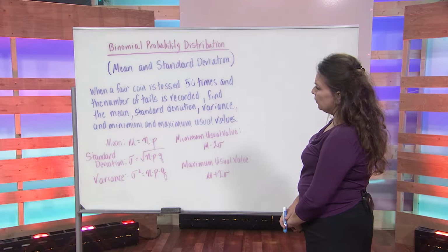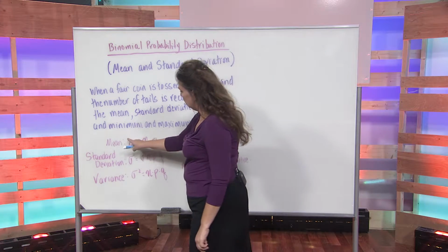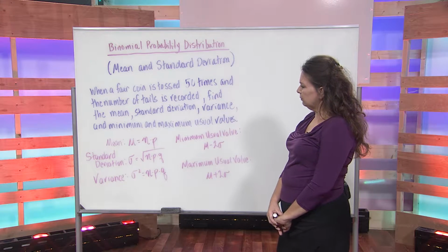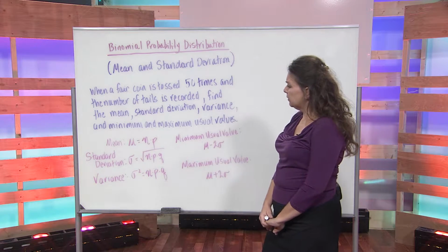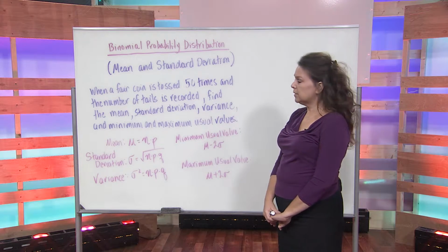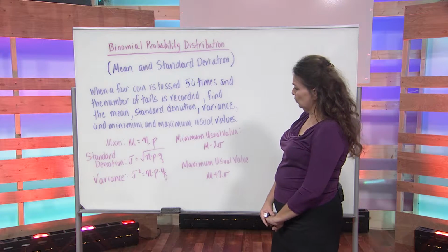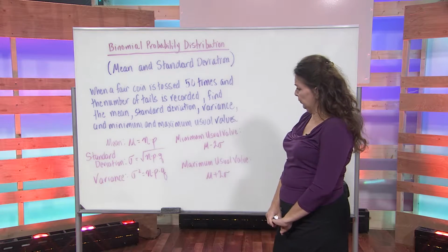So I've gone ahead and written our formulas here. The mean, the symbol is mu, the Greek letter mu, is equal to n times the probability of a success. And in this case, the probability of a success is the probability of getting a tail. The standard deviation is the square root of n times p times q.